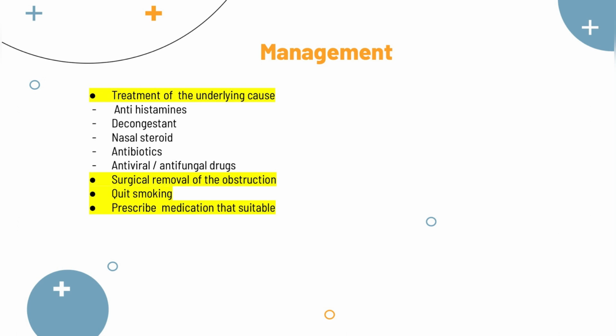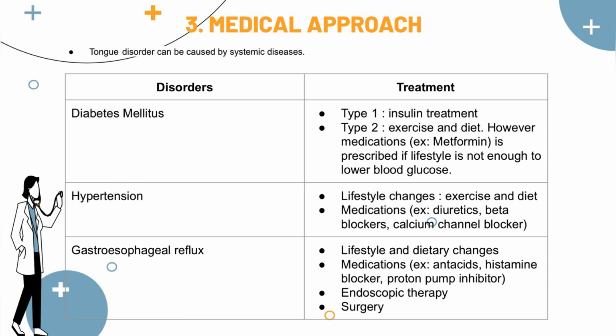Next is by doing a surgical removal of the obstruction. Example of the obstruction is nasal polyps and adenoid hypertrophy if it is severe and unable to shrink. And next is by advising the patient to quit smoking. And finally is by prescribing a suitable medication, as some medications may not be suitable for some people. The next multidisciplinary approach is medical approach, as taste disorders can be caused by systemic diseases too.